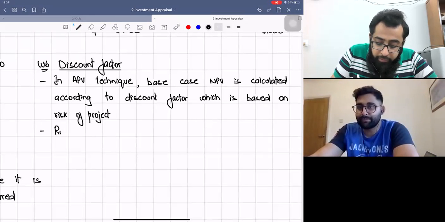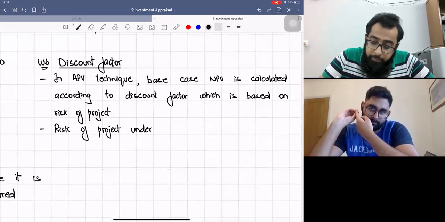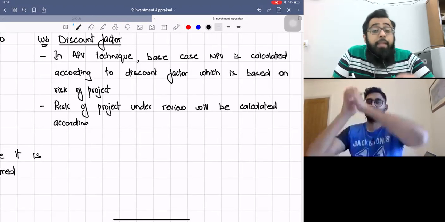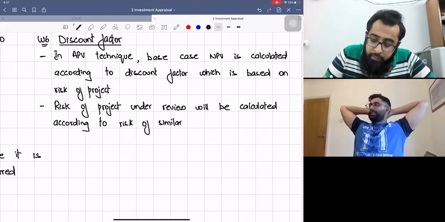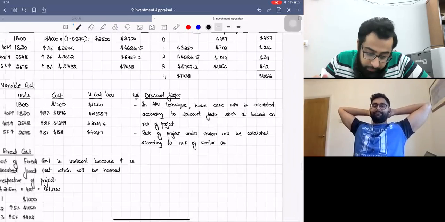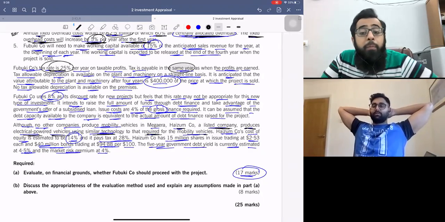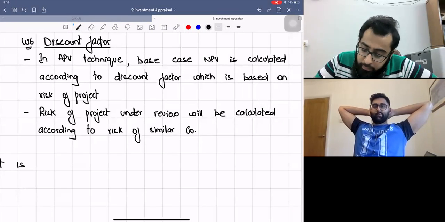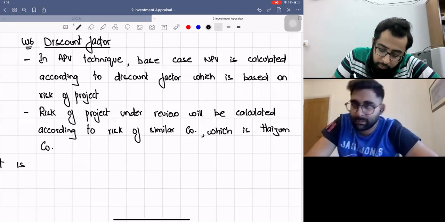The risk of project under review will be calculated according to risk of similar company, and that similar company in this case is ICAEW company. If you remember, ICAEW company is a listed company, produces electrical powered vehicles using similar technology that is required for mobility vehicles. Risk of that project under review will be calculated according to risk of similar company, which is ICAEW company in case of this project.